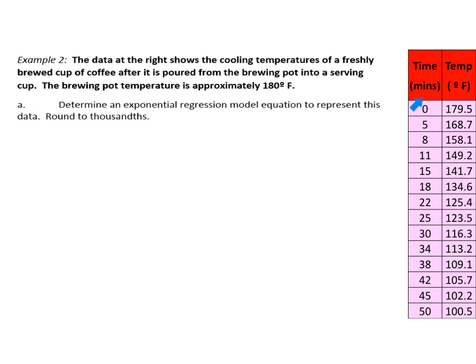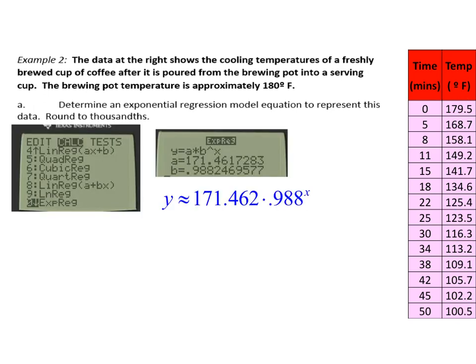So here's time. We're going to put that in L1 in the calculator. Here's temperature. We're going to put it in L2. Once we get our data in, we're going to go over to calc. We're going to go down until we find EXP, which is your exponential regression. We're going to hit enter until we can get the equation, and it says y is equal to a times b raised to the x power.